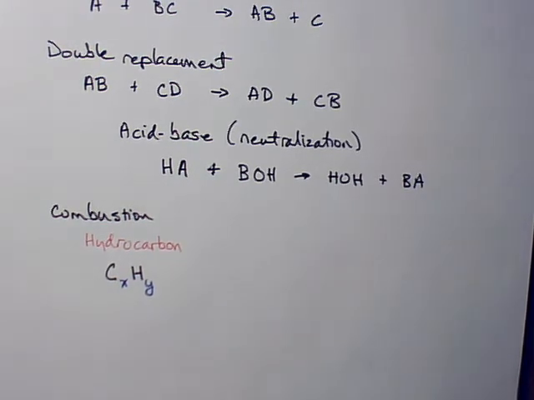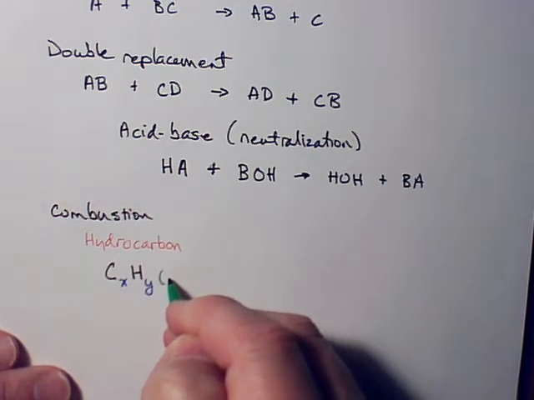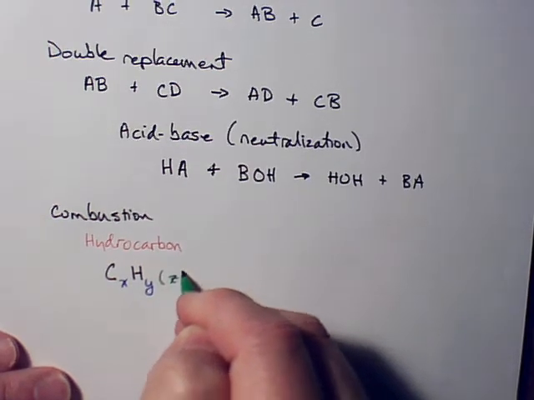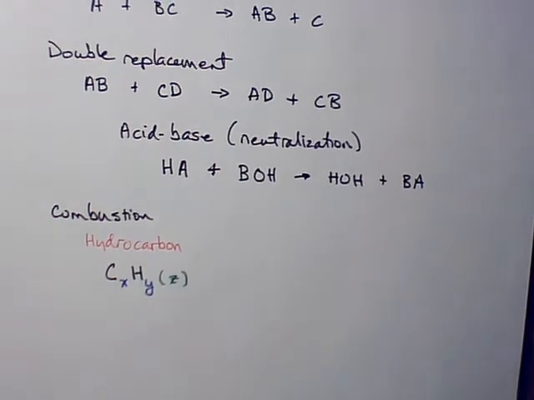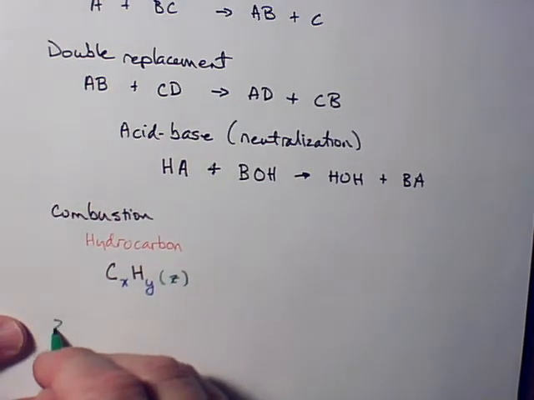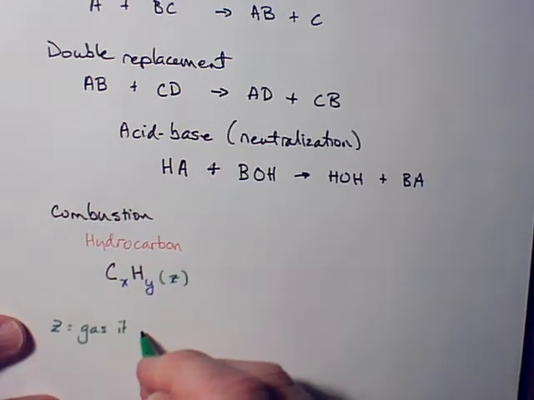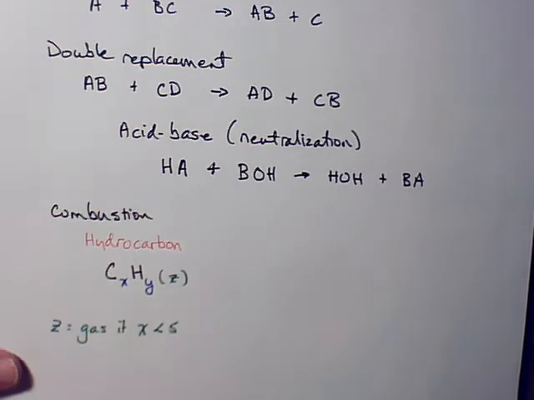Okay. Now what you also don't know, because of some factors that are a little beyond the scope of the class, is going to be what physical state the hydrocarbon is going to be in. Okay? So let's make that a Z here. All right? We don't know what physical state it's going to be in. I will tell you this, that Z is a gas if X is less than 5. Z is a gas if X is less than 5.